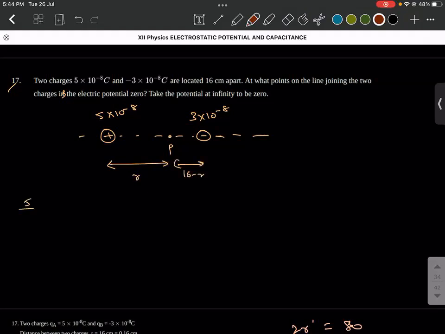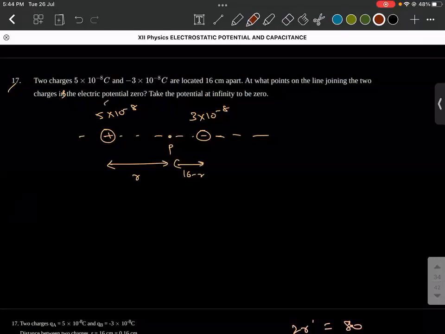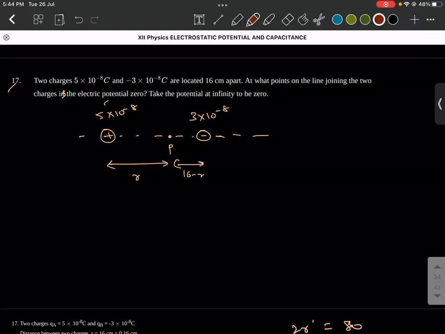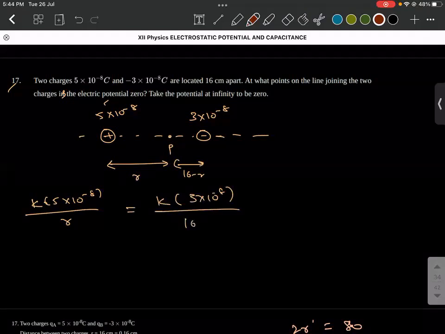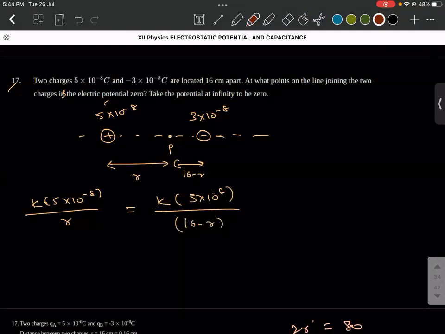So the potential due to the positive charge should be equal to the potential due to the negative charge for the net potential to be 0. So K into 5 into 10 power minus 8 divided by R should be equal to K into 3 into 10 power minus 8 divided by 16 minus R. Make a note that I didn't put a minus sign here because the actual expression would have been plus minus is equal to 0. This would have been the actual expression. So I directly equated to save steps.